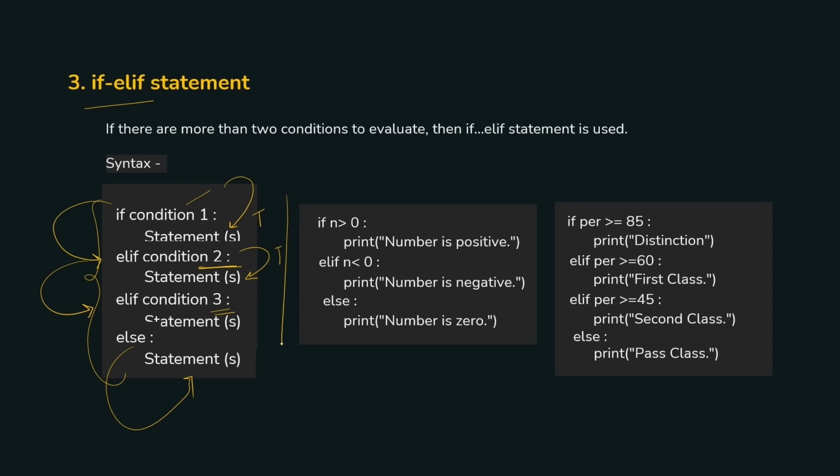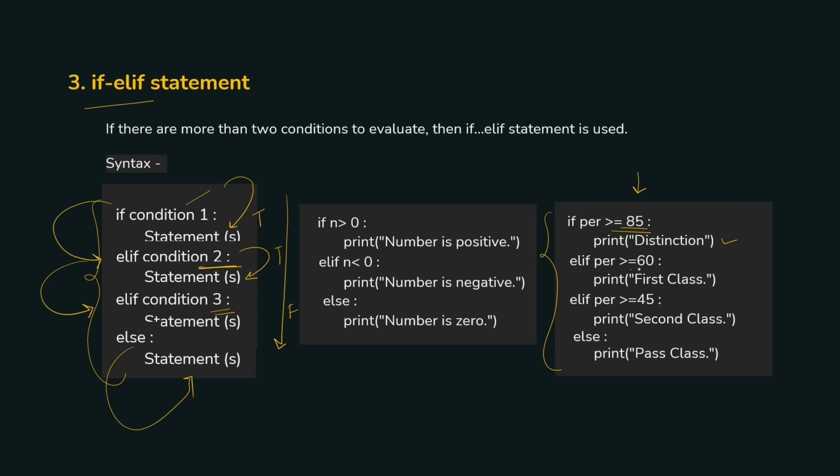When all the conditions get evaluated to false, the else part will get executed. Here is a simple example to understand this. With this code, we are calculating the grade or the result based on the percentage. If percentage is greater than 85, then we will get distinction.